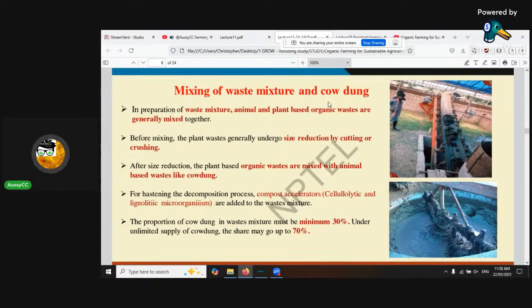But if you're using it just from a microbes perspective, you might want to get it when it's a bit runnier, because it'll still have live microbes and they won't have had the chance to go into spore form. So it might be more active.